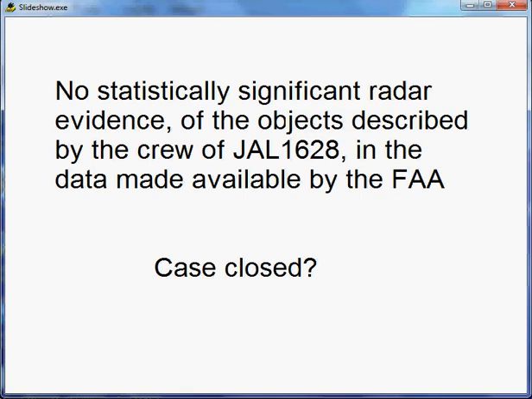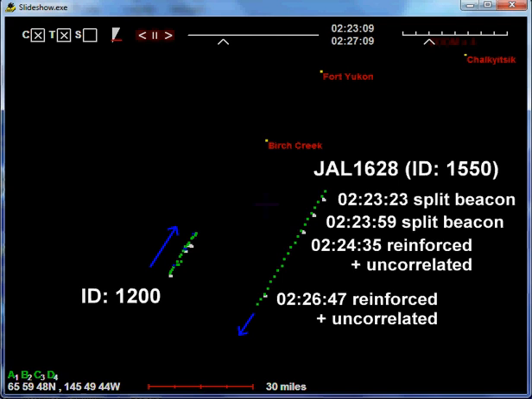In other words, there is no evidence of an unknown track or tracks. However, our evaluation is incomplete. The FAA claimed that two air traffic controllers mistakenly interpreted split beacons for something more significant. There are two problems with this assessment.